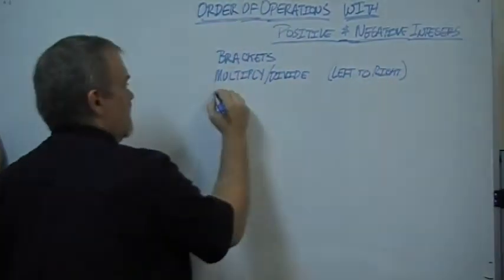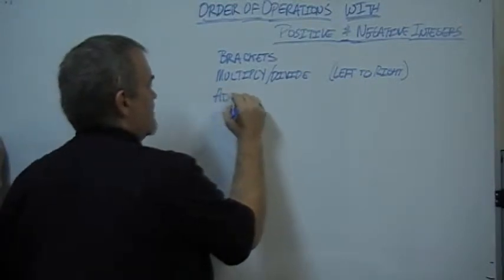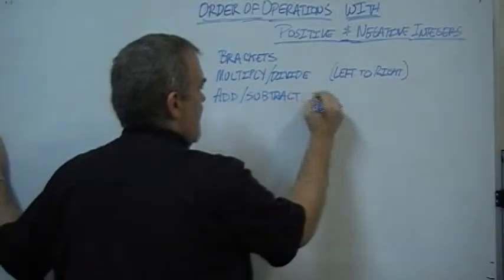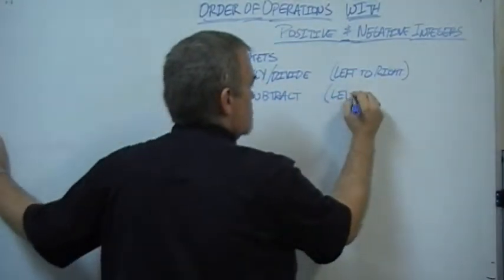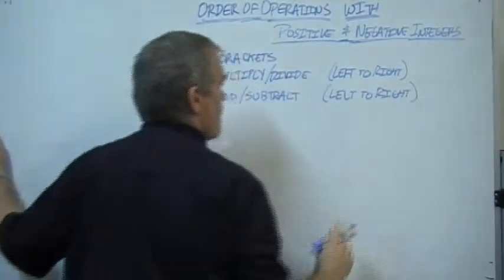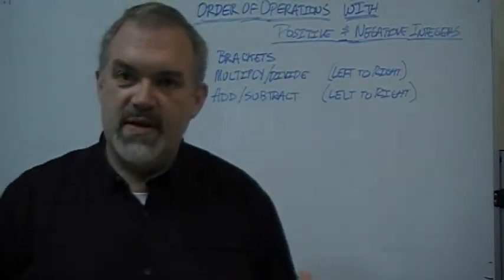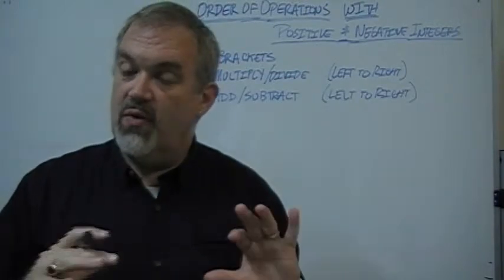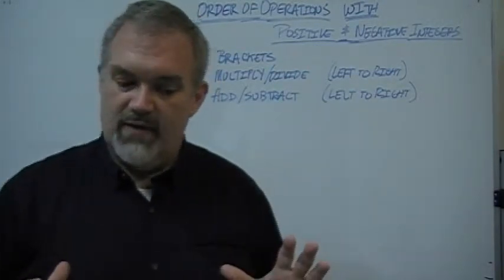And then after that, we do add and subtract. And again, we just work left to right with those. These are the principles we've talked about previously about the order of operations. They apply exactly the same whenever we're dealing with positive and negative numbers.